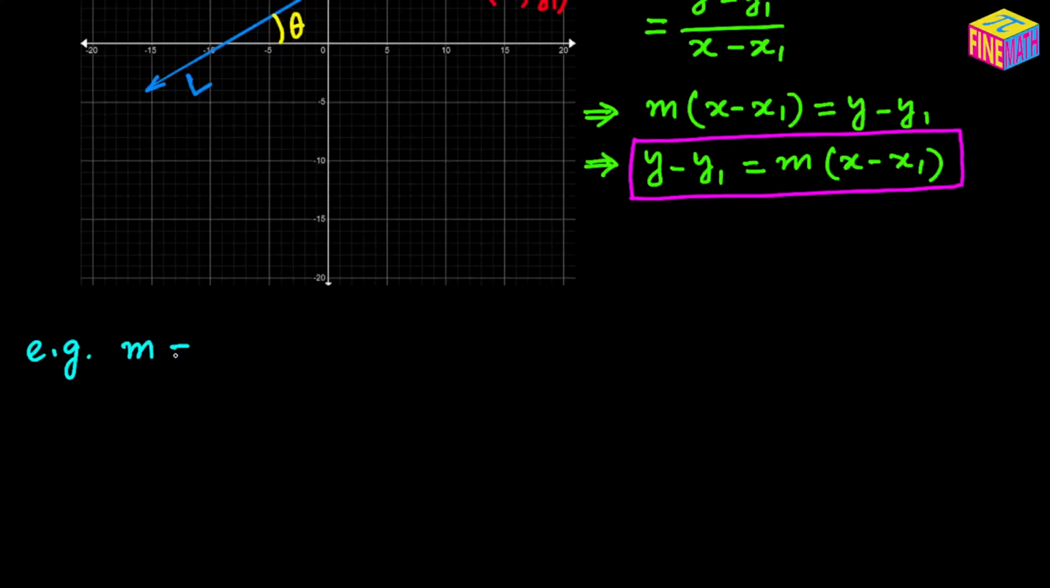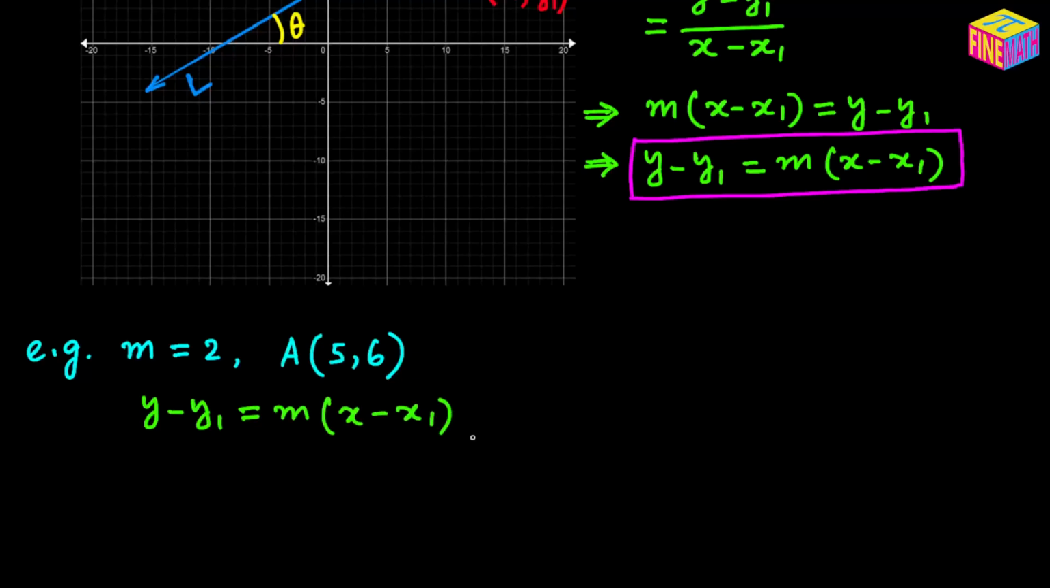Now let's take an example. Suppose the slope has been provided as 2 and the coordinates of a point on the straight line have been provided as, let's say, (5, 6). That is the information provided to us, and we have to find the equation of the straight line. Well, not a big deal. We are going to use the same equation. Equation of the straight line would be y minus y sub 1 is equal to m times x minus x sub 1.